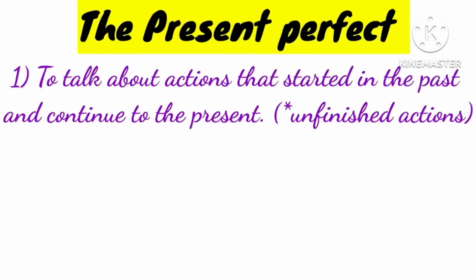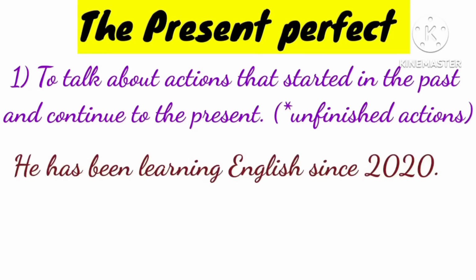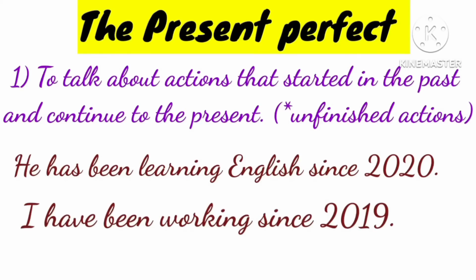Present perfect tense is used to talk about actions that started in the past and are continuing to the present. Example: he has been learning English since 2020. It means he started learning the English language in 2020 and it is unfinished. He is still learning. Okay? In the same way, I have been working since 2019. It means that I started working in 2019 and I am still continuing. I am still working.